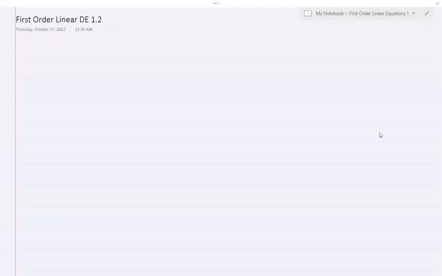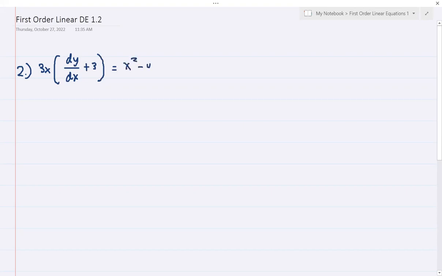Now let's proceed to our second problem. So our second problem here is, wait, let me write. There you go. Our second problem here is that we have 3x times dy all over dx plus 3, okay, is equal to x squared minus y.